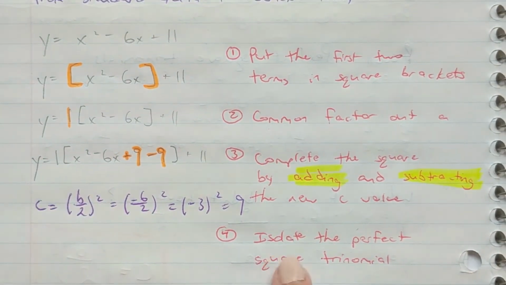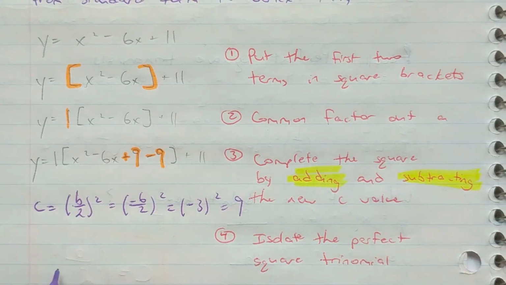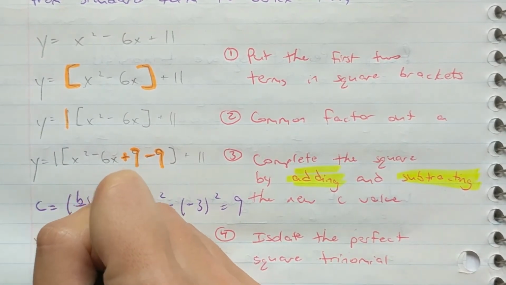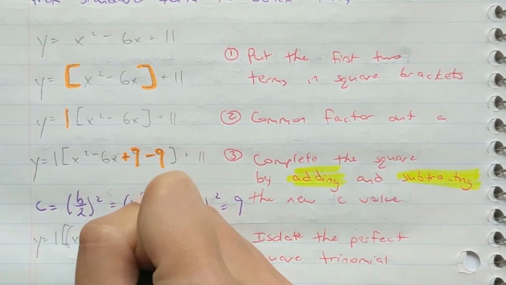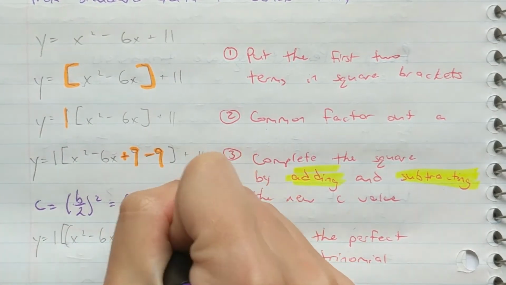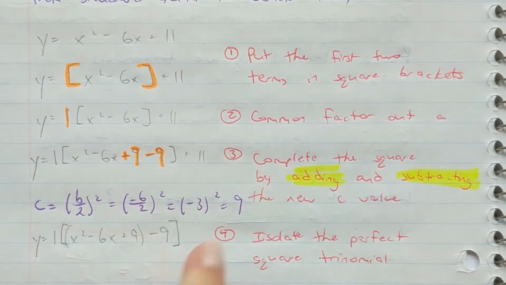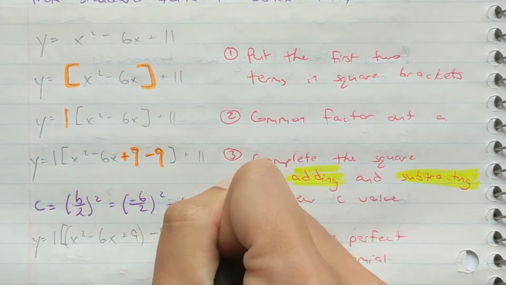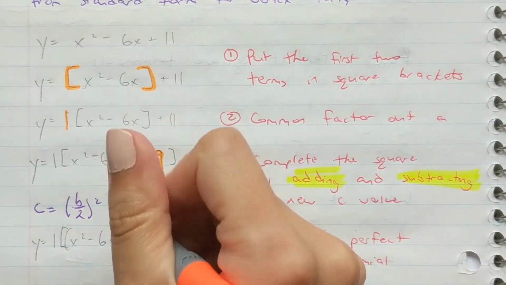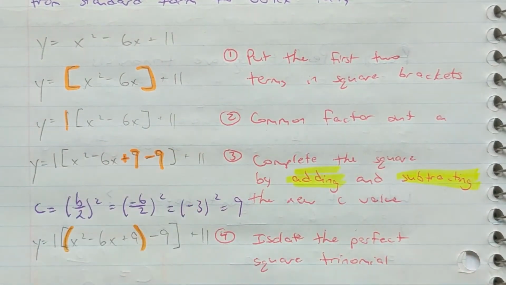Step number 4 says isolate the perfect square trinomial, and that's where our curved brackets are going to come into play. So I'm going to have y is 1, x squared minus 6x plus 9, and all of those in my regular parentheses, minus 9 within the square bracket, plus 11. So all I have done here is I have added brackets to my perfect square trinomial. I'm just isolating what that looks like.